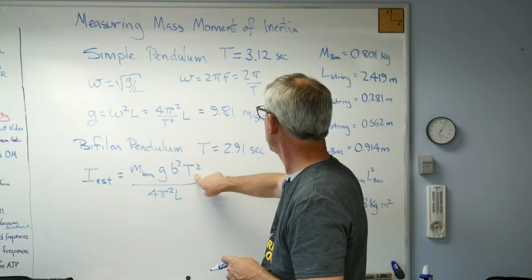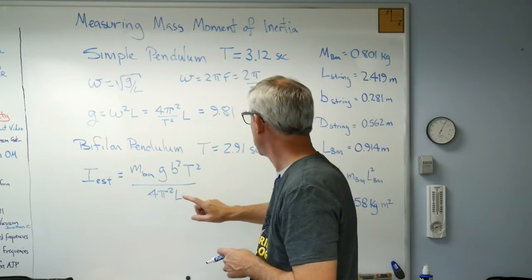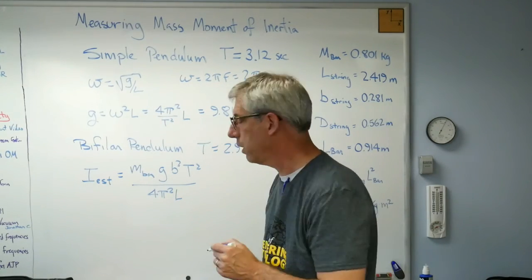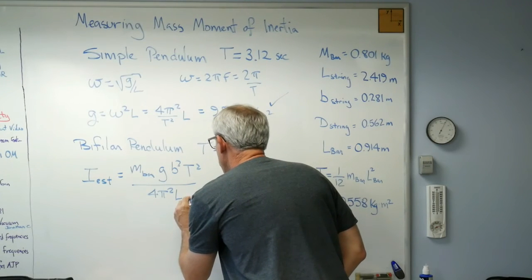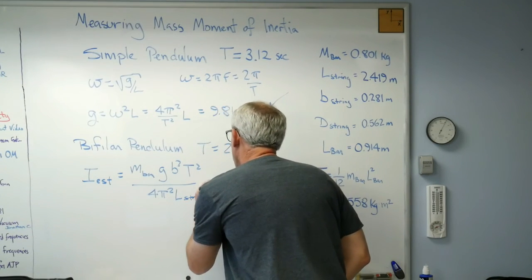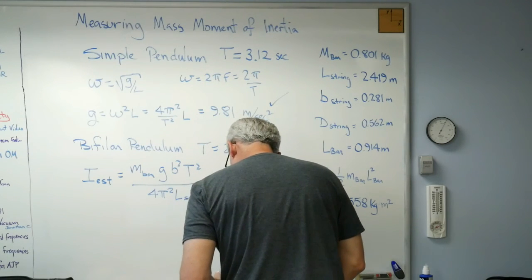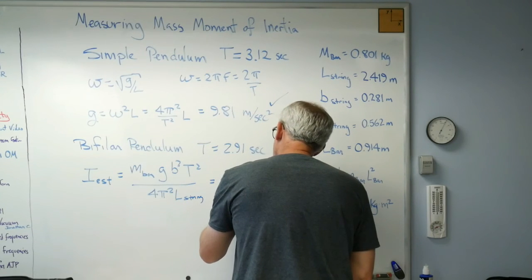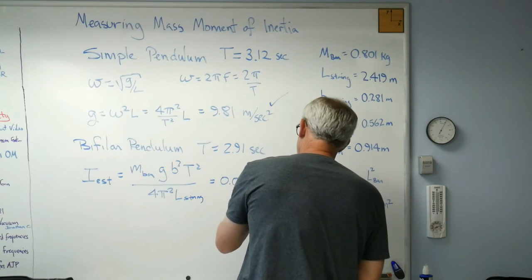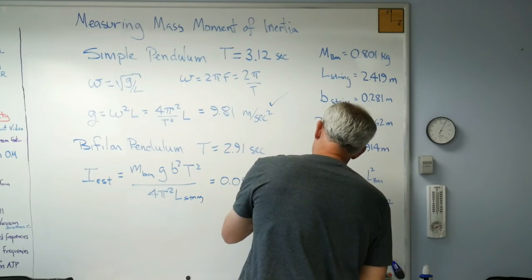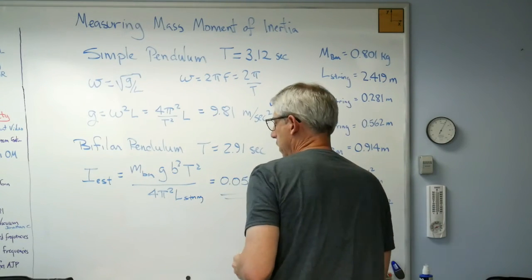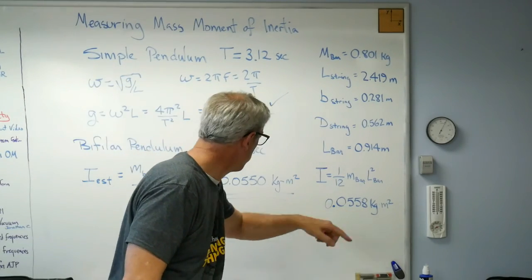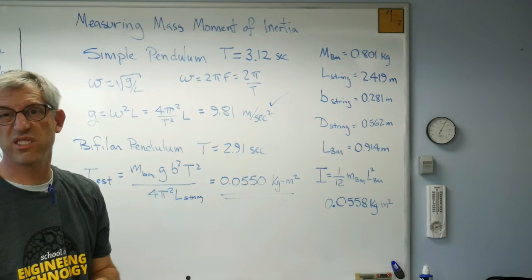Okay, there's the measured period right there. 4 is just a number, pi is just a number, and L is right, where is it? There it is right there. That's the length of the string. All right, if you work all those numbers out, I'll put that there. If you work all those numbers out, you get 0.0550 kilogram meters squared. There. Well, does that match? Yeah, pretty close. We're accurate to within 8 parts in 550.